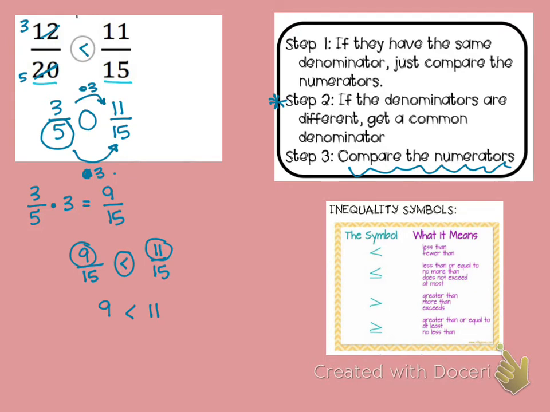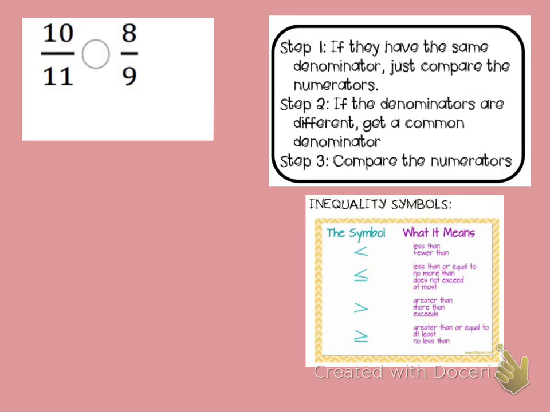Okay, moving on to number 2. Number 2 says 10 11ths and 8 ninths. So I don't have anything I can simplify here. So I look at my smallest number and say, is there anything I could do to 9 to get to 11? If the answer is no, then we need to figure out what is a least common multiple.